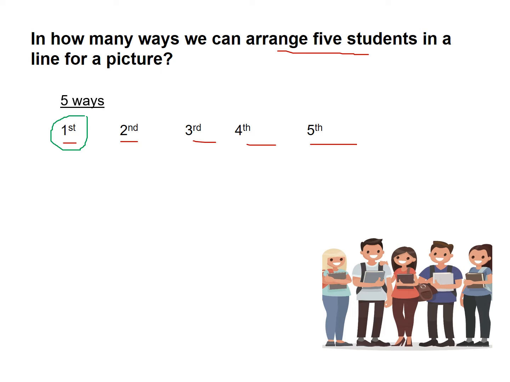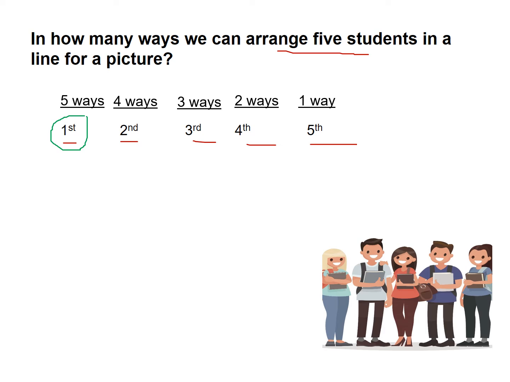Similarly, after filling the first place, 4 students are left over. So at the second place, there are 4 ways. At the third place, 3 students are left, so there are 3 possible ways. At the fourth place, only two students are left, so 2 ways. And at the end, only 1 student is left, so he will stand at the last place. So there are 5 ways, 4 ways, 3 ways, 2 ways, and then 1 way for the respective positions.